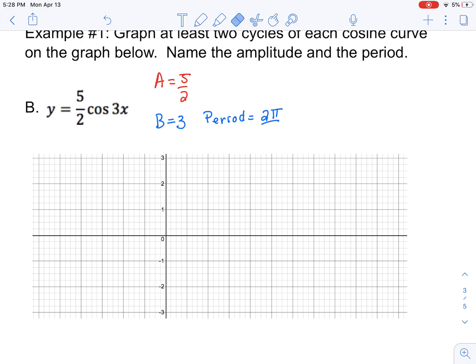Let me do it like this. It's really 2 pi over b, and we know that b is 3, so it's 2 pi over 3.